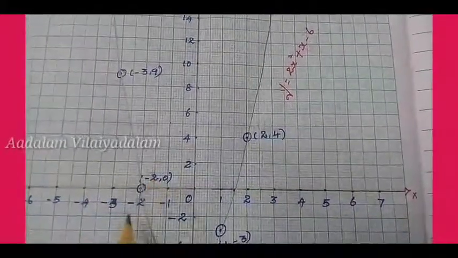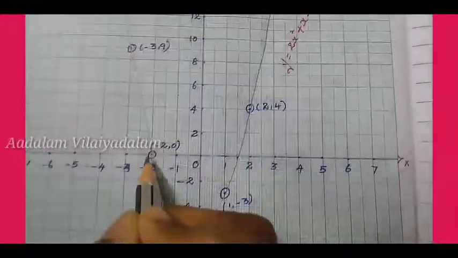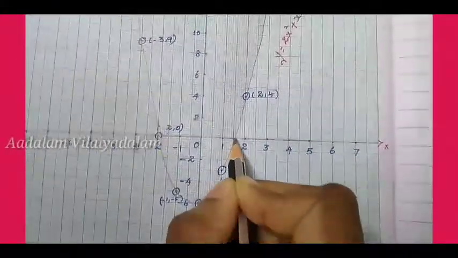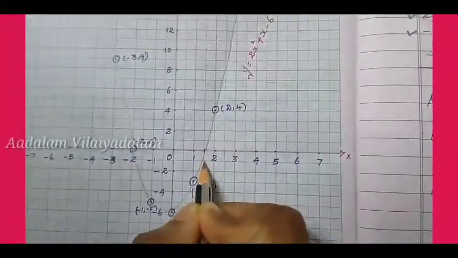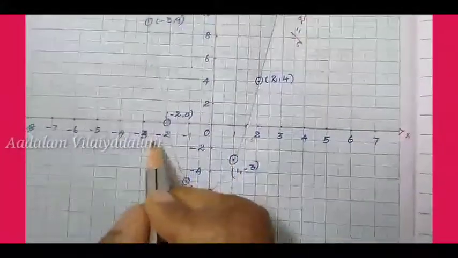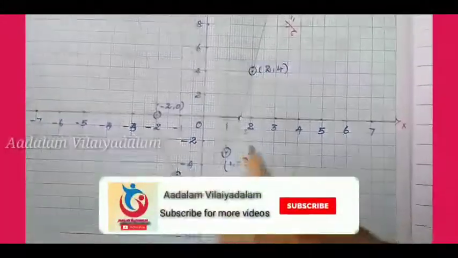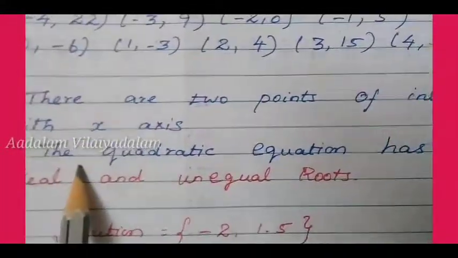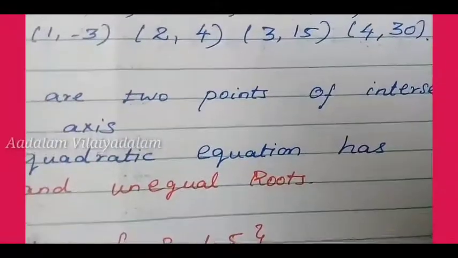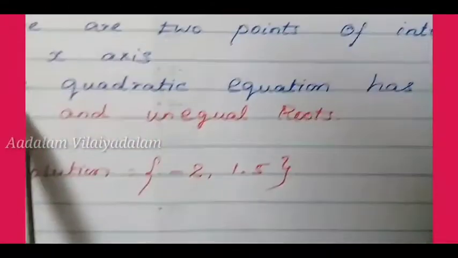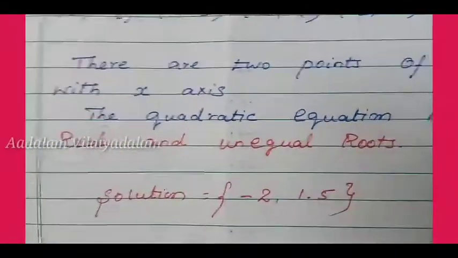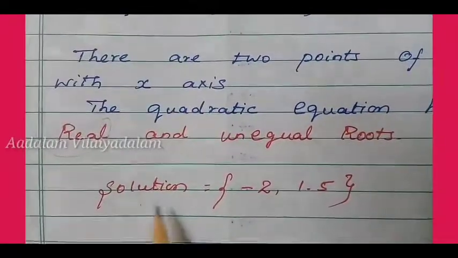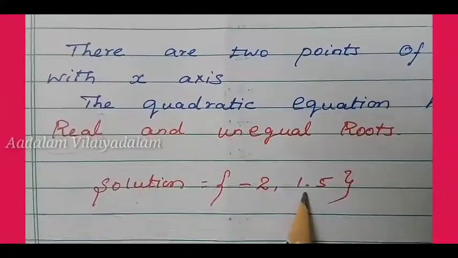So the parabola intersects the x-axis at minus 2 and here this 1.5 only. So the parabola intersects at the points minus 2 and 1.5. There are 2 points of intersection with the x-axis. Therefore the quadratic equation has real roots. The roots are real and unequal. The solution of this equation is minus 2, 1.5.